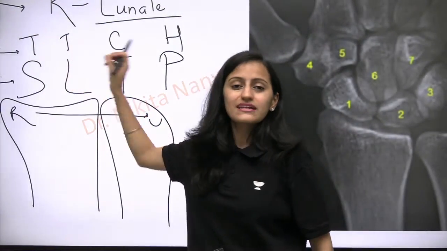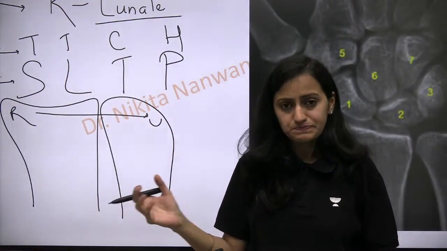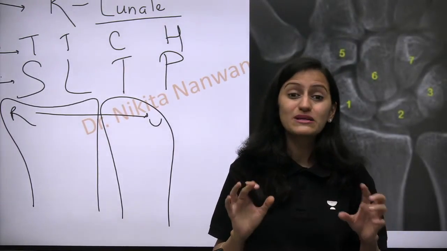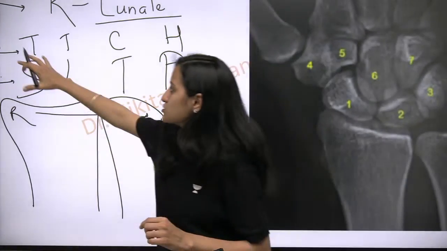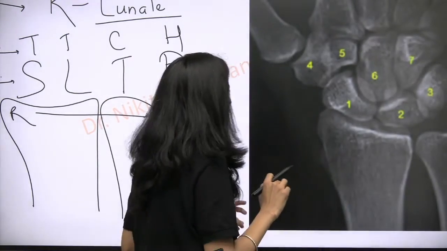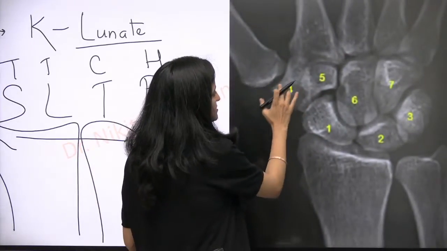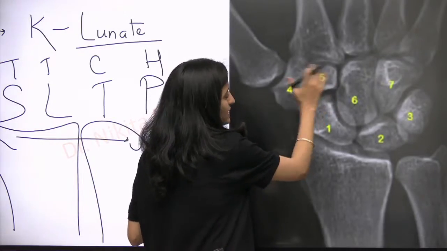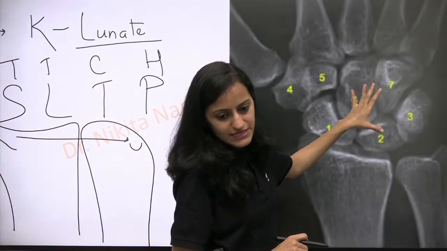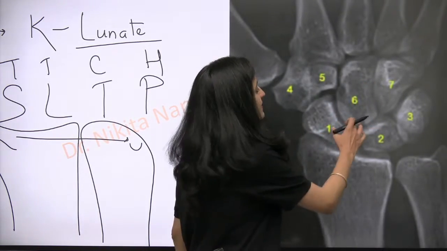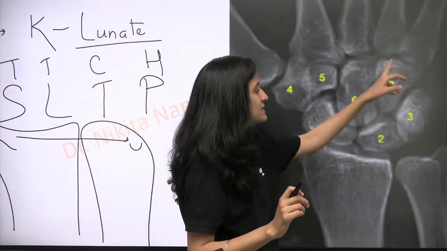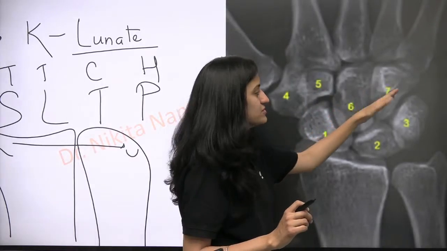Tri 2, that is trapezium and trapezoid. Remember trapezium ends in UM, which rhymes with thumb. So trapezium is towards the thumb, that is the first one. Trapezoid is the second one. The largest carpal bone that you can see out of all of these is your capitate. The first carpal bone to ossify is also the capitate, and "try to catch her" ends with the hamate.